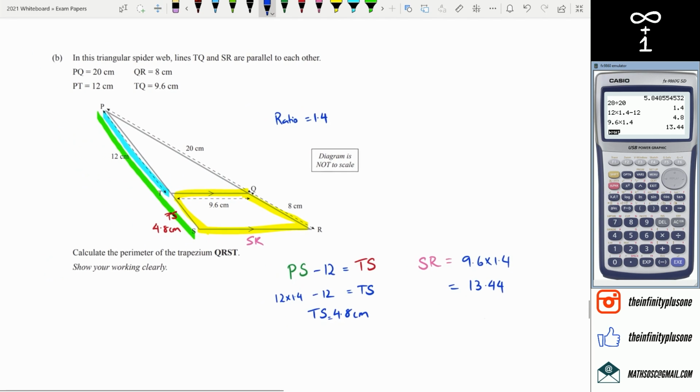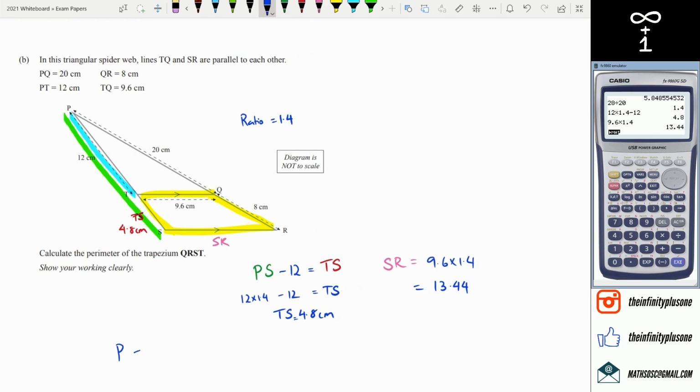So with that in mind, now I can actually work out the perimeter, which is 9.6 plus 8 plus 13.44 plus 4.8. On my calculator, 9.6 plus 8 plus 13.44 plus 4.8 gives me 35.84.